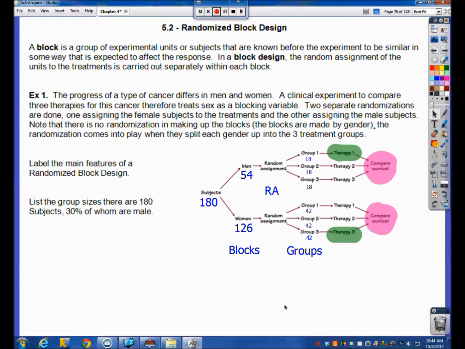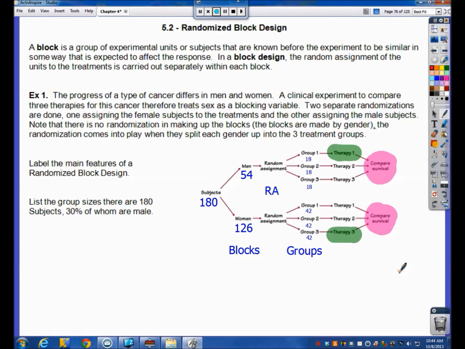Now, let's say you do this whole experiment, but you don't split up by gender, and you just take your 180 subjects and split them into 60, 60, and 60 for therapies 1, 2, and 3. Well, then you might not find the same result. Maybe therapy 2 ends up being the winner for men and women combined. So there's that lurking variable of gender that we have ignored.